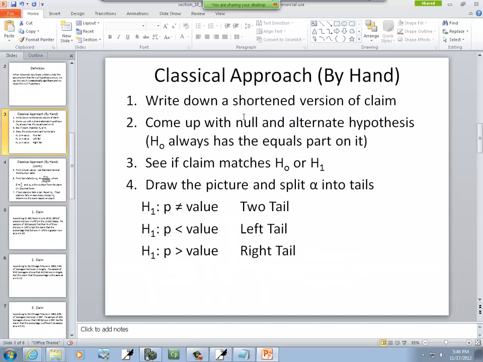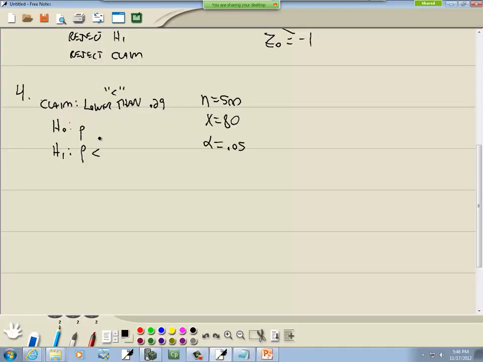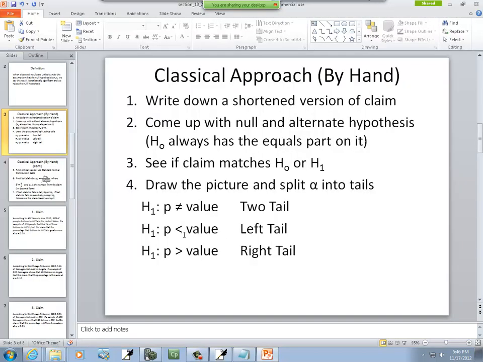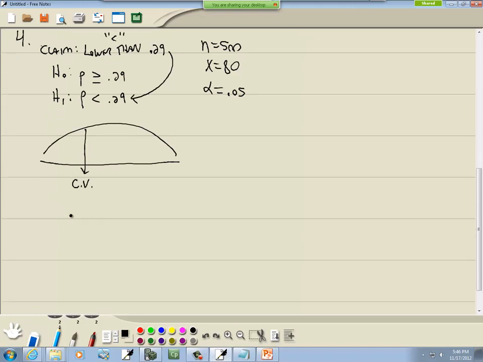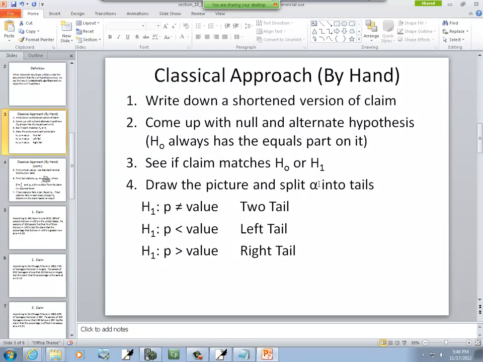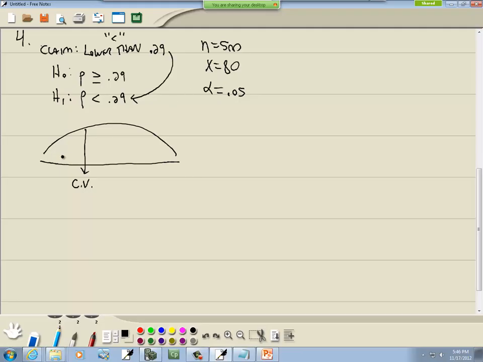Okay, so write down a shortened version of the claim. We did that. Come up with a null and alternate hypothesis. Less than goes here, and this will be greater than or equal to. Step 3, see which one matches. Lower than matches H1. Draw our picture. Less than on H1 says left tail, so we're going to have one critical value. It says split your alpha into your tails. So we've got 5%. We'll put the entire 5% in the left tail, and this will be 95%.